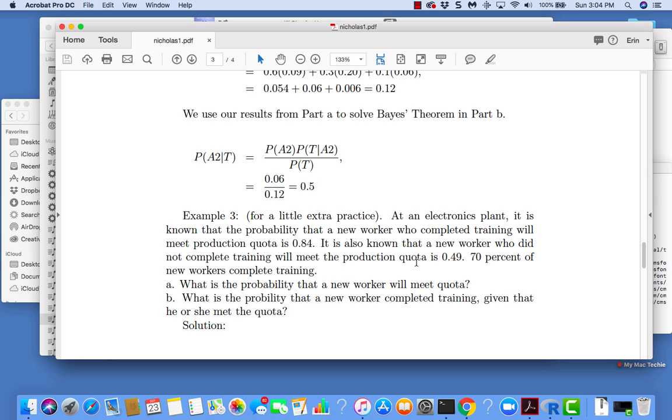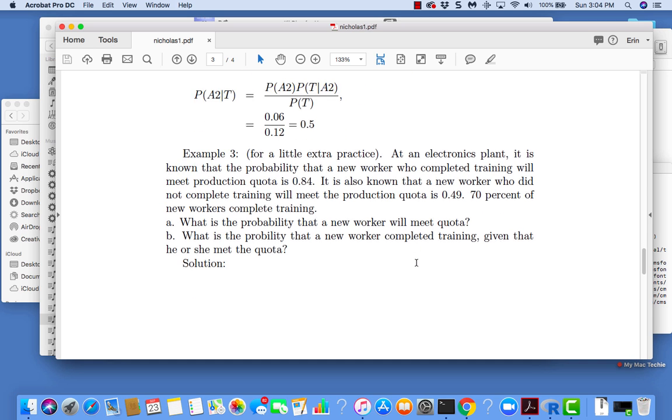And what is the probability, did I spell that wrong? I did. That's all right. That a new worker completed training given that he or she met the quota? Okay.